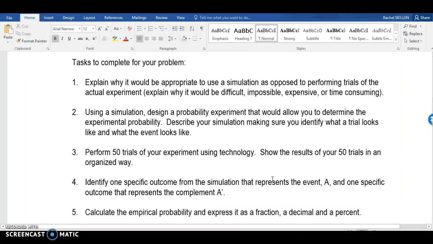So we're going to go through a couple of examples here of using a simulation to determine experimental or empirical probability. And you will be carrying out an assignment where you will create your own problem and you will be completing these particular tasks for the problem that you create. So we're going to go through them with a couple of examples, and hopefully that will get you off to the races with creating your own problem and carrying out the simulation.